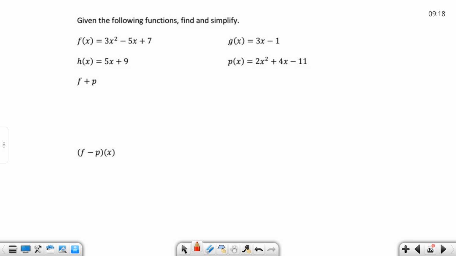So here, given the following functions, find and simplify. If we look at these, all four of these, f, g, h, and p, are all polynomials. So unless I divide by something, the only restriction on the domain is when that denominator is equal to 0. So I'm not going to talk about the domains on these, but just understand they're there.